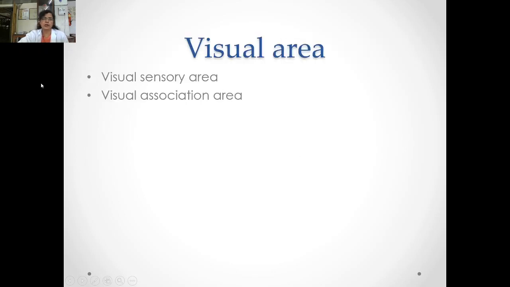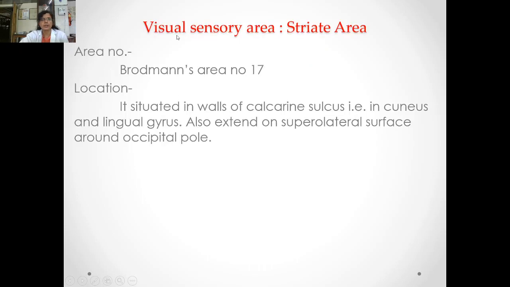So this is about the auditory area, which consists of two types of area, that is the auditory sensory area and the auditory association area, and that auditory area is present in the temporal lobe. Now we will say about the visual area. This visual area is again two types, visual sensory area and the visual association area. So we will see first the visual sensory area.